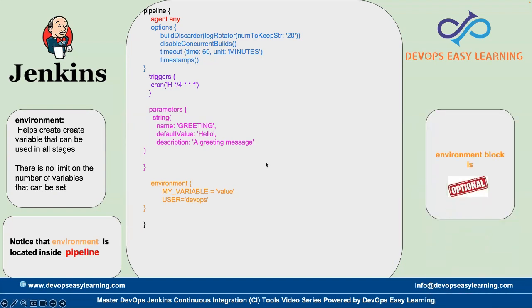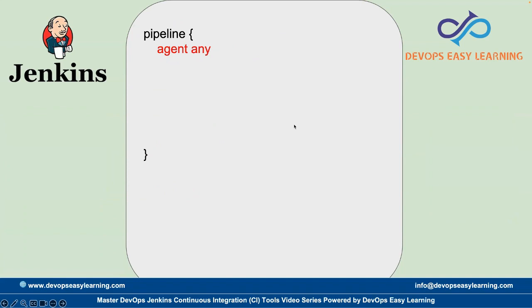Variable is also optional. You don't have to set variable. It just depends on the use case that you want to do. But so far, we have covered all the elements that are optional. We covered the option, which is optional. We covered the trigger, which is optional. We covered the parameter, which is optional. We covered the environment, which is optional, meaning that you don't need this. You may or may not need one or more of these, right? So the only thing mandatory so far is just the agent.